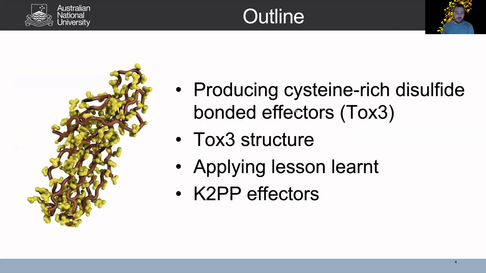So the outline of my talk: I'll be talking about producing cysteine-rich disulfide bonded effectors. This is not a trivial task, and what I want to do is provide some insight into how to do this, and some tips and tricks. I'll also talk about the TOX3 structure, and then applying some of the lessons we learned while solving the TOX3 structure to other cysteine-rich effectors, and how this has led us towards defining the K2PP effectors, and I'll get onto this towards the end of my talk.